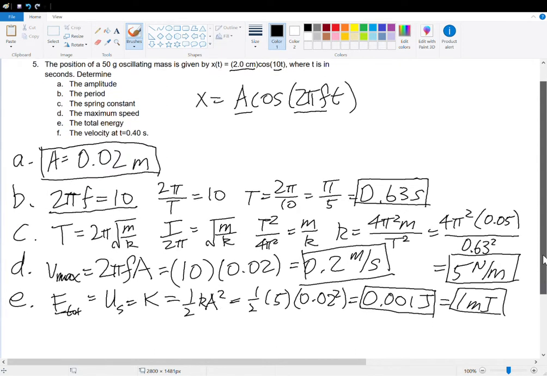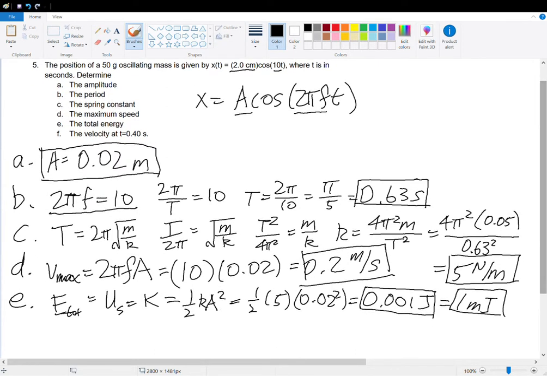All right, let's scroll down a little bit. So, in part F, we're going to be asked to find the velocity at t equals 0.4 seconds. Now this one's a little bit trickier because this 0.4 seconds isn't necessarily a point where the kinetic energy or the potential energy is equal to 0. Because we know from before in part E over here that I just neglected writing the K and the U_S terms here because we know that they're 0 in each one of these cases.